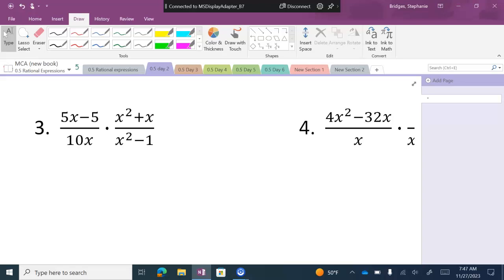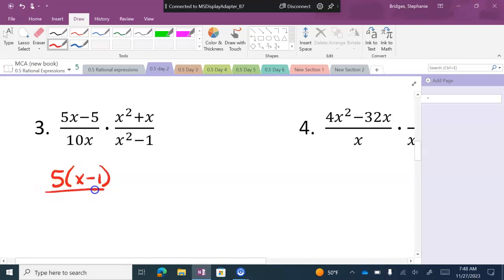Again, the very first thing we want to do is go through each fraction and factor anything and everything that can be factored. So if we start at the top of the first fraction, I have 5x minus 5. Can that be factored? What can I pull out? A 5. They both have a 5, so I'm going to pull that out. So I'm going to put the 5, and then in parentheses, what would be left? x minus 1. Okay.